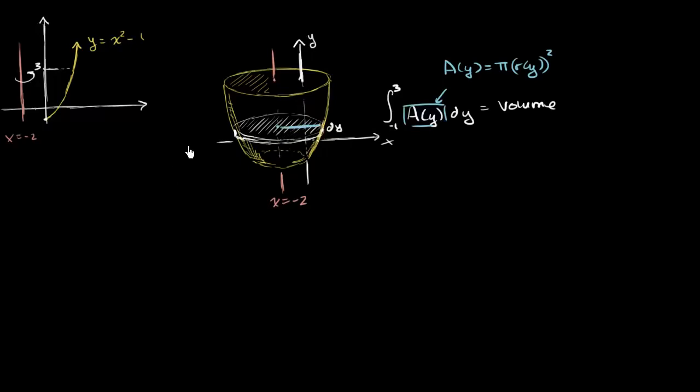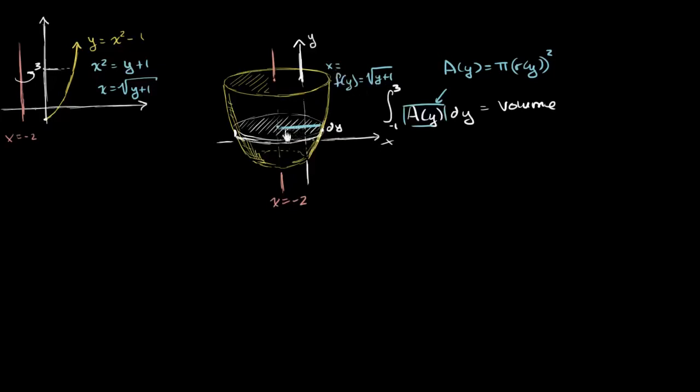So let's think about that a little bit. What is this curve? Well, let's write it as a function of y. If you add 1 to both sides, and I'm going to swap sides, you'll get x squared is equal to y plus 1. And then you get x is equal to the principal root, the square root of y plus 1. So we can write this as f of y is equal to the square root of y plus 1. Or we can say x is equal to a function of y, which is the square root of y plus 1.